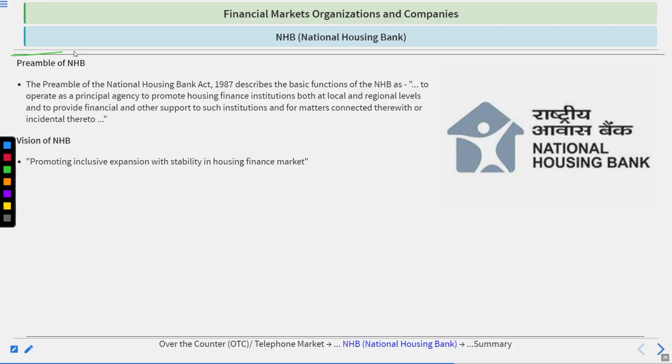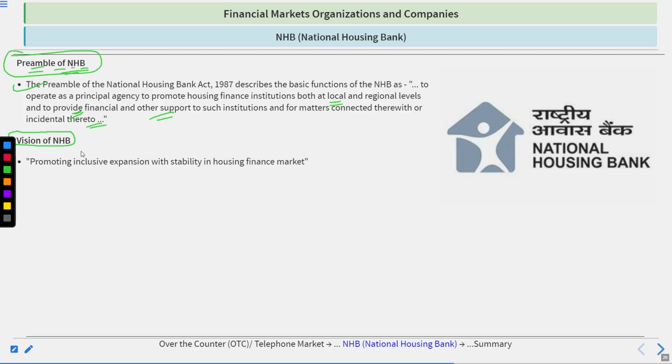Okay. Now, what is the preamble of NHB? The preamble of the National Housing Bank Act 1987 describes the basic functions of NHB as to operate as a principal agency to promote housing finance institutions both at local and regional levels, and to provide financial and other support to such institutions and for matters connected therewith or incidental thereto.